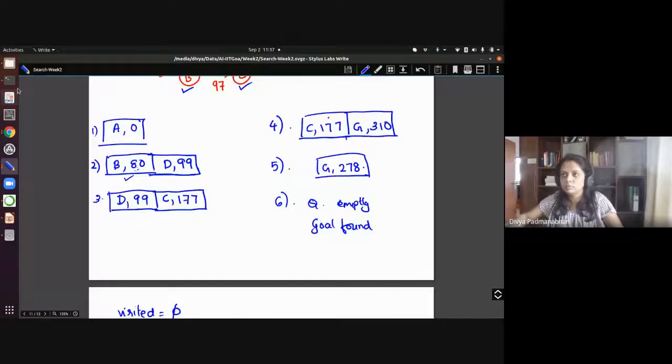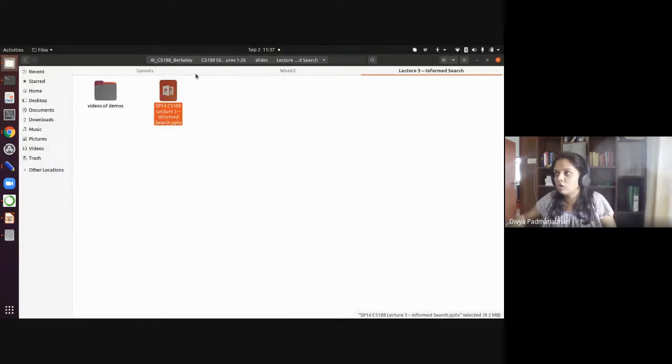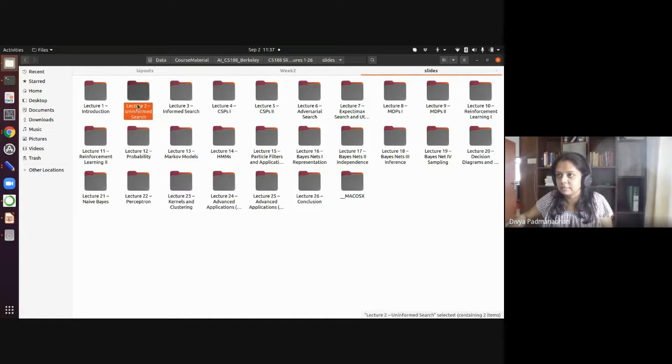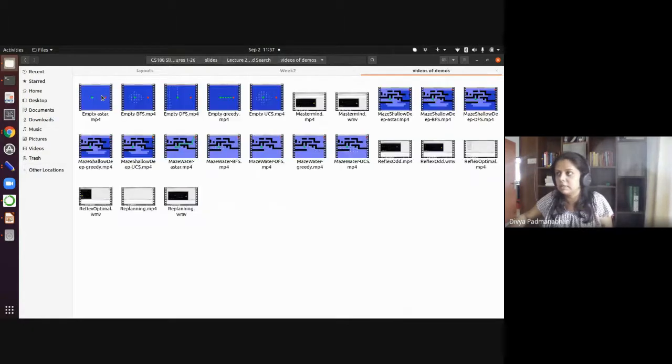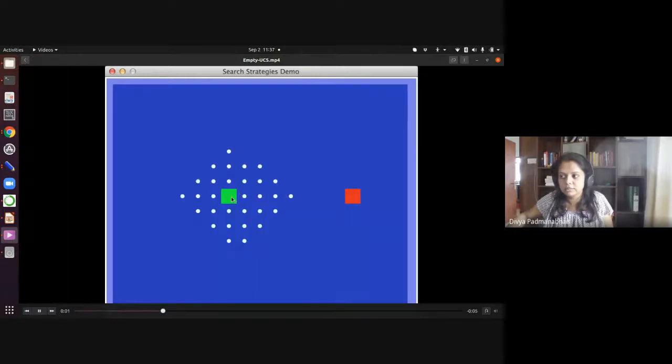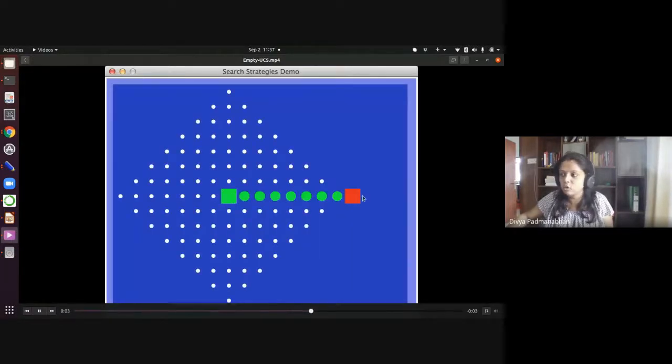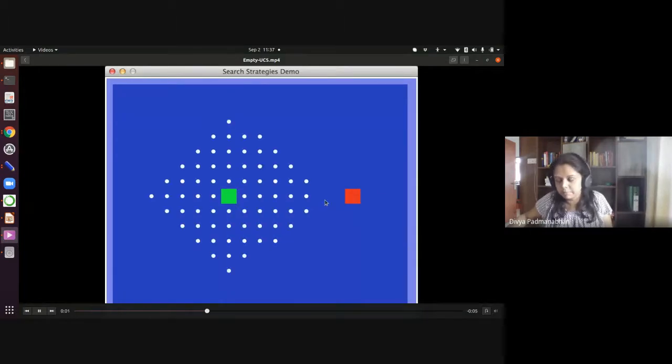I showed you some kind of a demo, right, where the UCS is optimal, but the issue is that it expands a lot of states. So this is from the UC Berkeley site. So this was the one, right? You wanted to start from the green point and go to the red. So the straight line path was the optimum path.